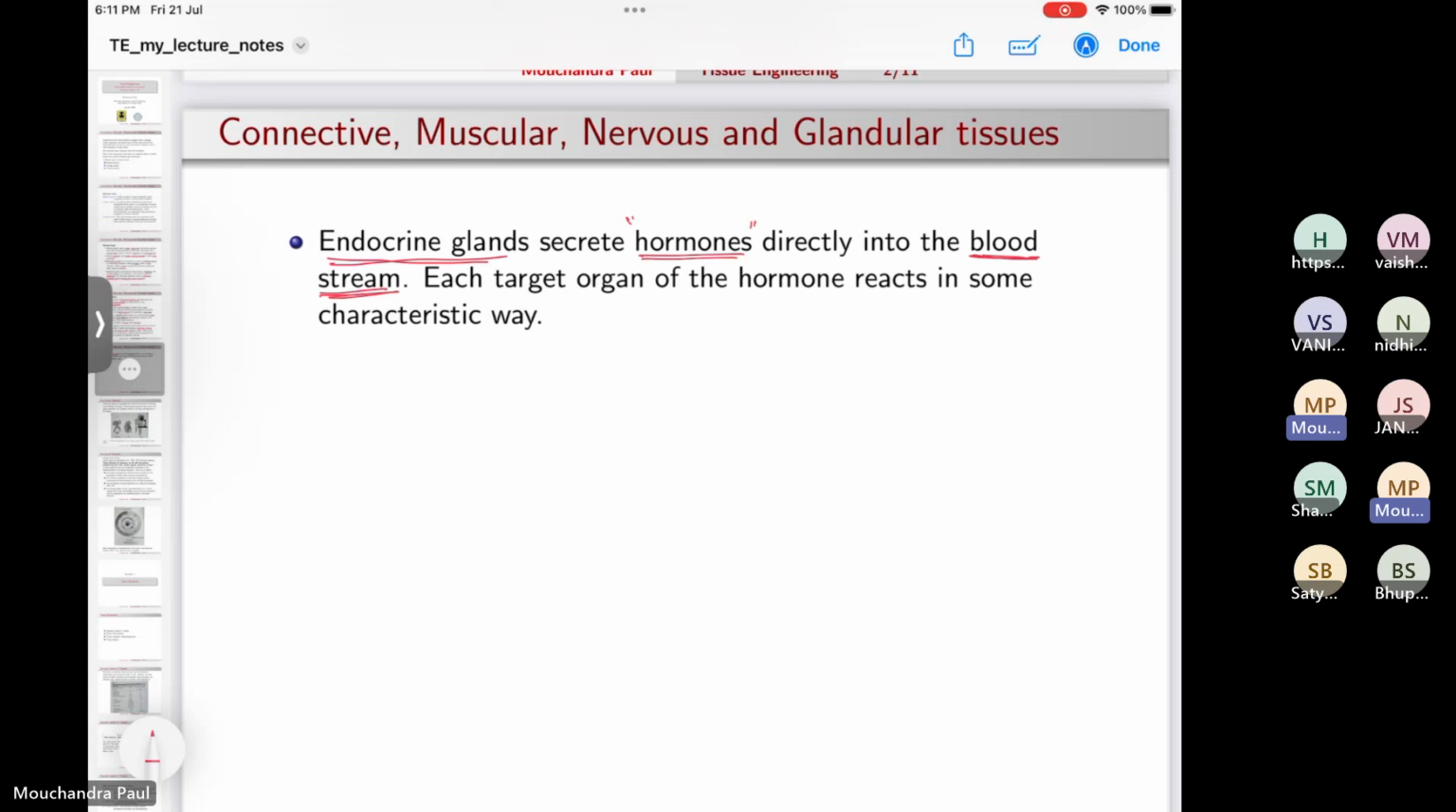These hormones are secreted in a very small amount. Once they are in the bloodstream, the flow of the blood helps these hormones reach their target organ and start some characteristic signaling process in that particular tissue type or organ type. Insulin is a hormone, for example. So these are the two types of glands, and these glands are made up of glandular cells, which have a few characteristic features through which they can secrete protein products.